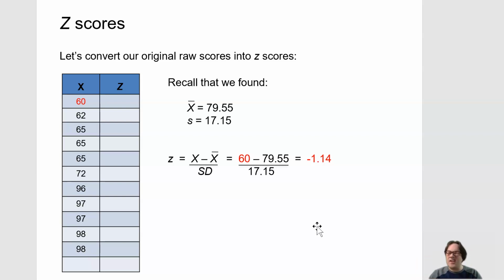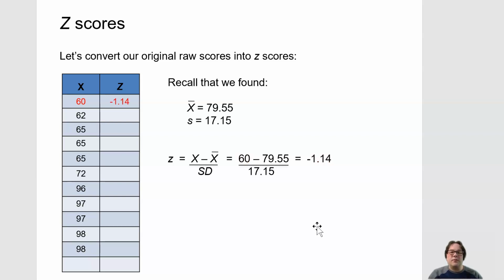So 60 is not a good score, right? It's pretty far away from where most of the class is, in the opposite direction, in the wrong direction, in the negative direction, right? So having a z-score of negative 1.14, you know that you probably didn't do so great on this exam. Most people are going to score within one standard deviation above or below the mean, and you're past that, right? Below the mean, in the opposite direction.